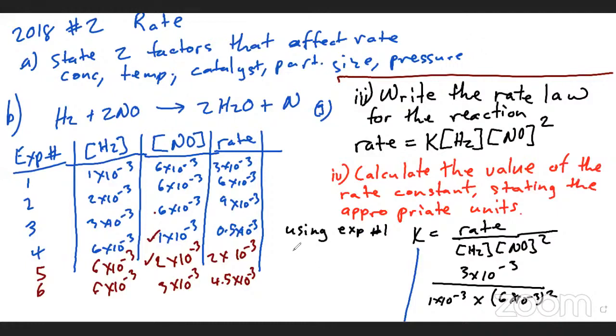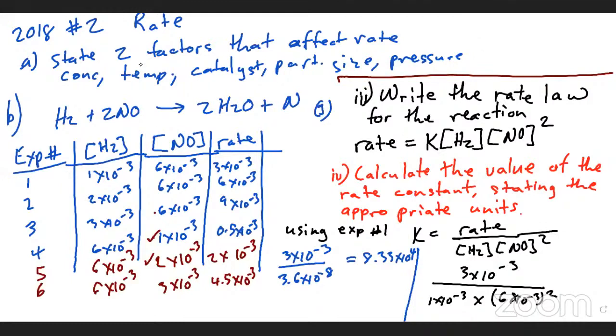Also, the answer: that's 3 times 10 to the minus 3 divided by, and I got 3.6 times 10 to the minus 8, and that would be equal to 8.33 times 10 to the 4. Right, so that is K. Let us calculate the unit for K. All right, let me see this.